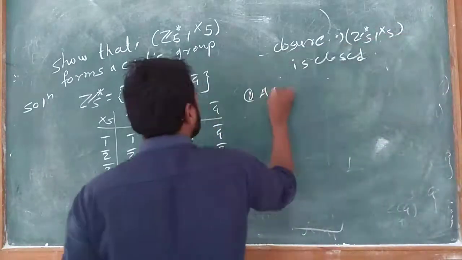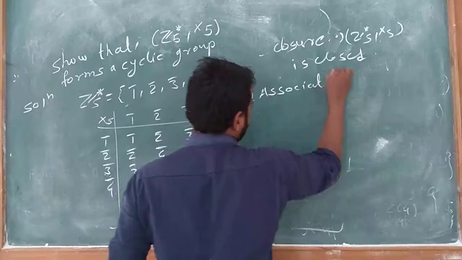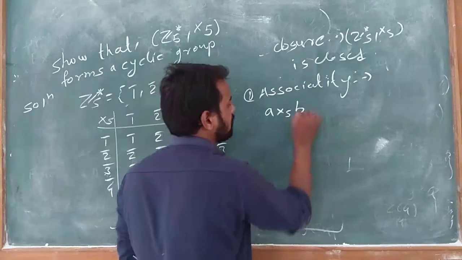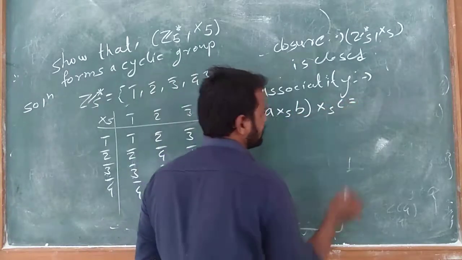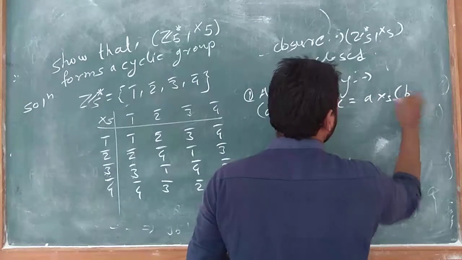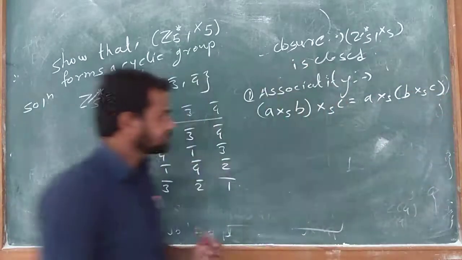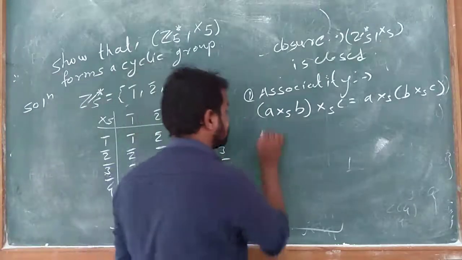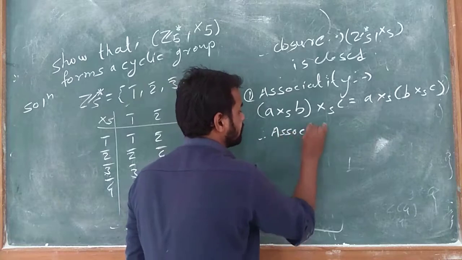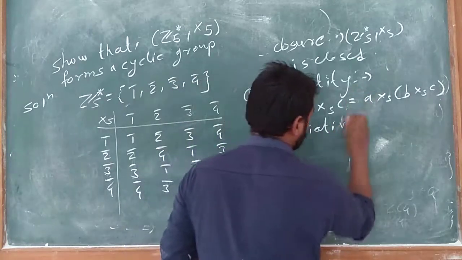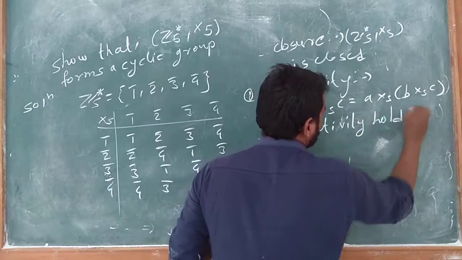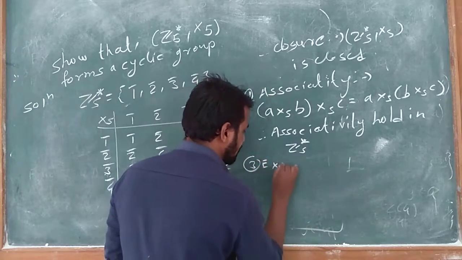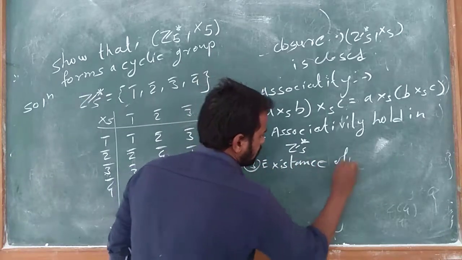Second, associativity. By this table, we see that A multiplication modulo 5 B multiplication modulo 5 C is equal to A multiplication modulo 5 B multiplication modulo 5 C. By this table, we see that this property holds, that associativity holds in Z5 star. Third, existence of identity.